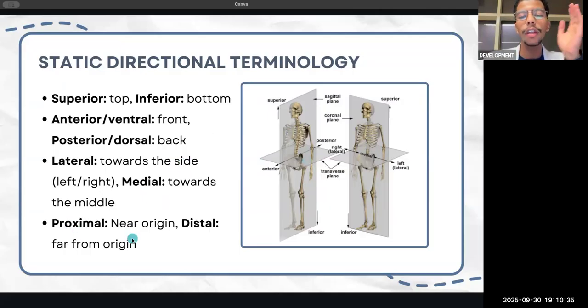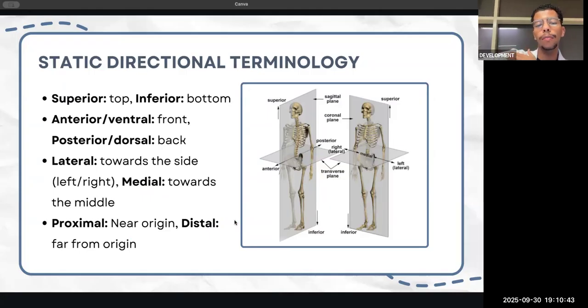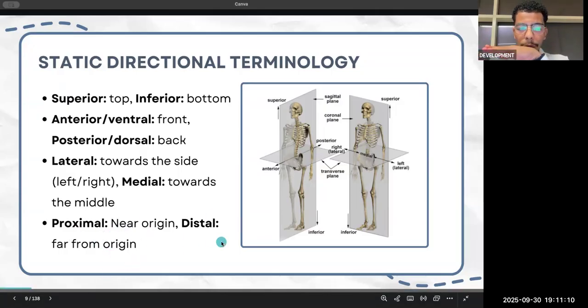Then proximal means near the origin, and distal means far from the origin. Now, what does this mean? I'll give you guys an example. Your arm, the origin of the arm is the shoulder, okay? Now, if I say the elbow is proximal to the wrist, that means the elbow is closer to your shoulder, which is the origin of the arm, than your wrist. And your wrist is distal to your elbow. So that means from the origin, which is the shoulder, the elbow is closer and the wrist is further away. So proximal, closer, distal, further away. Near the origin is proximal. Further away from the origin is distal.